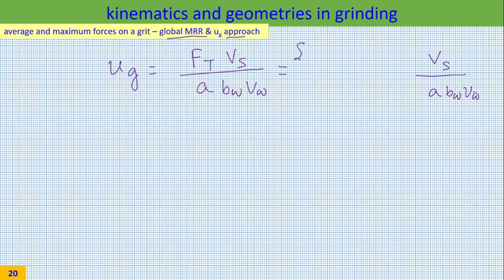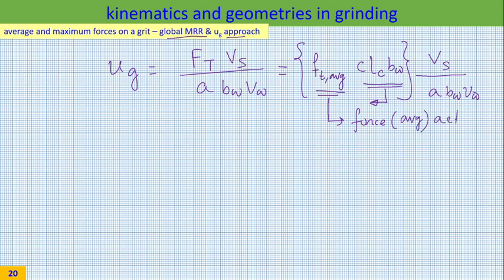And for FT, I will write something like this. What is this quantity? Number of grids in the contact area. What is this quantity? This is the average force acting on a grid. Why do I take average force?